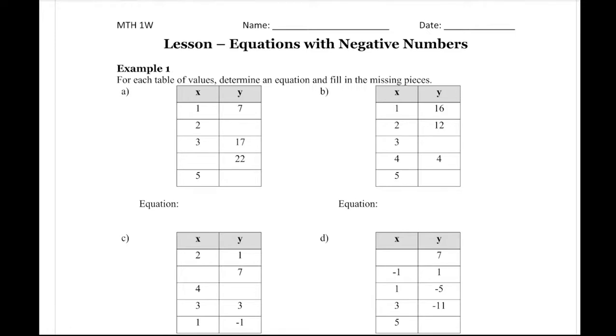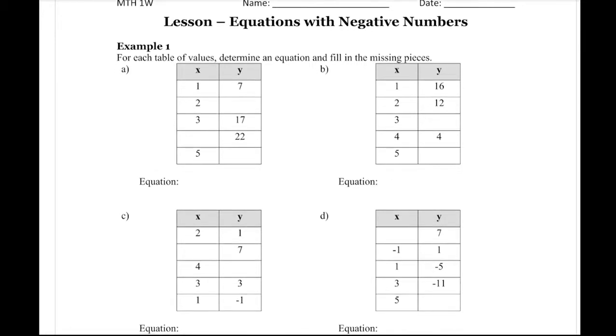So in our four examples here are four tables of values. We want to come up with the equation for these tables of values and fill in the missing pieces. Similar to what we've done before with the input and output activities or examples in the past, we're going to be doing the same thing here.